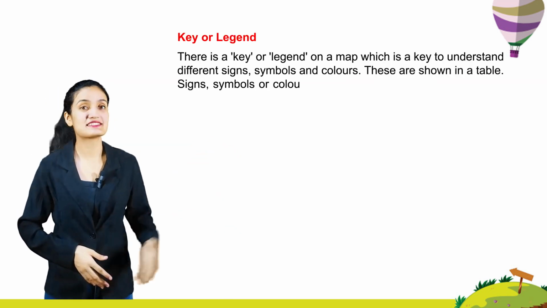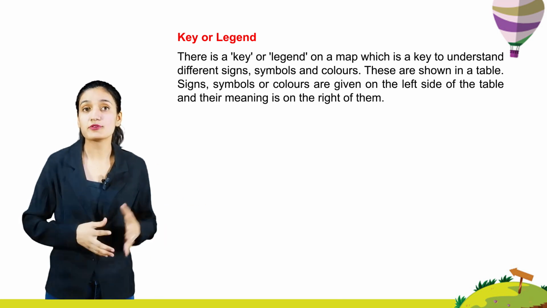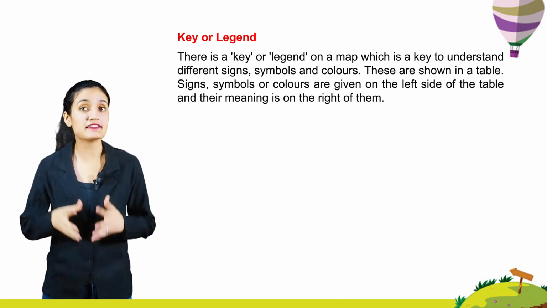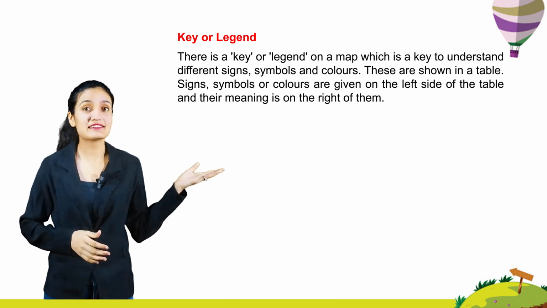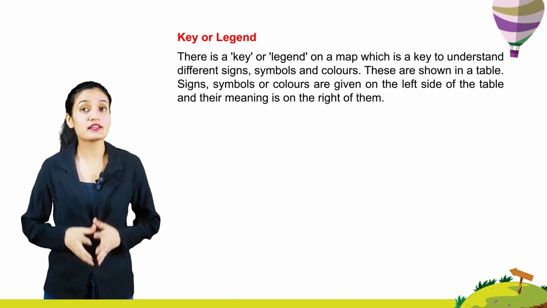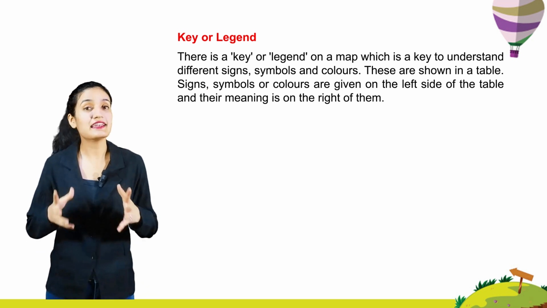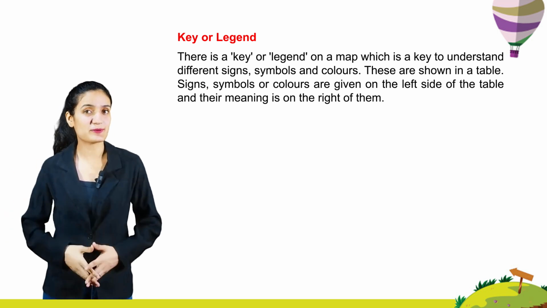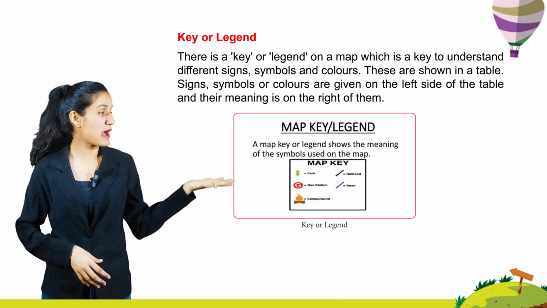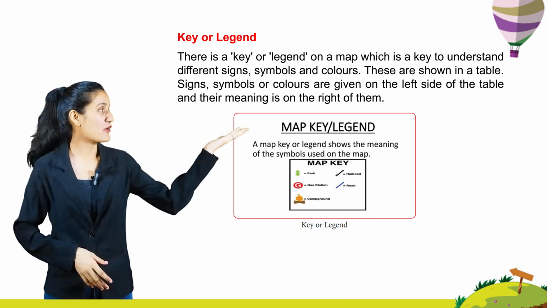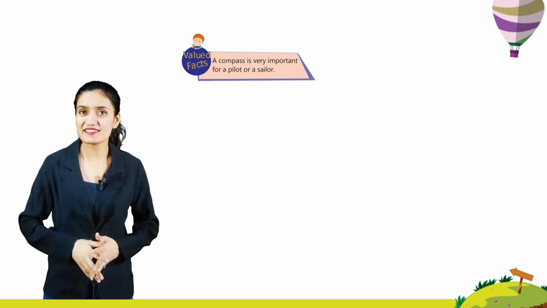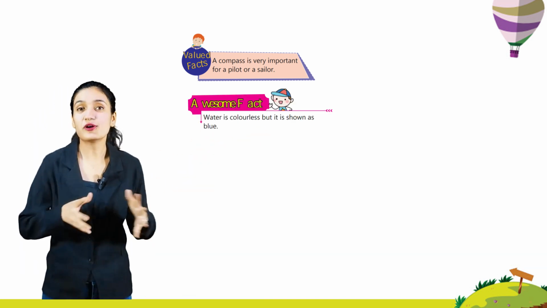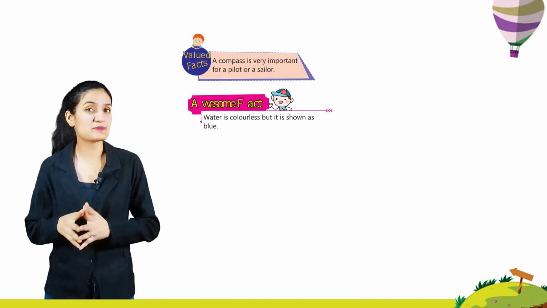Key or legend. There is a key or legend on a map which is a key to understand different signs, symbols and colors. These are shown in a table. Signs, symbols or colors are given on the left side of the table and their meaning is on the right of them. Here you can see a map key or legend. Now, valued fact. A compass is very important for a pilot or a sailor. Awesome fact. Water is colorless but it is shown as blue.